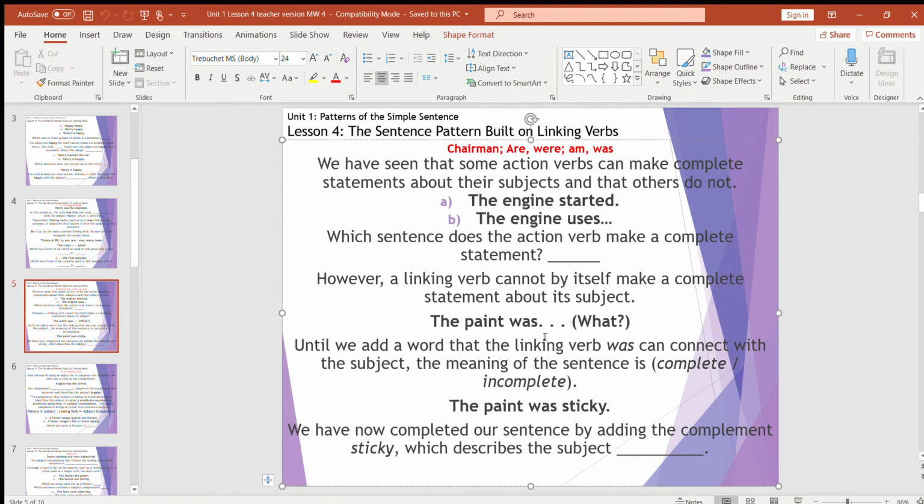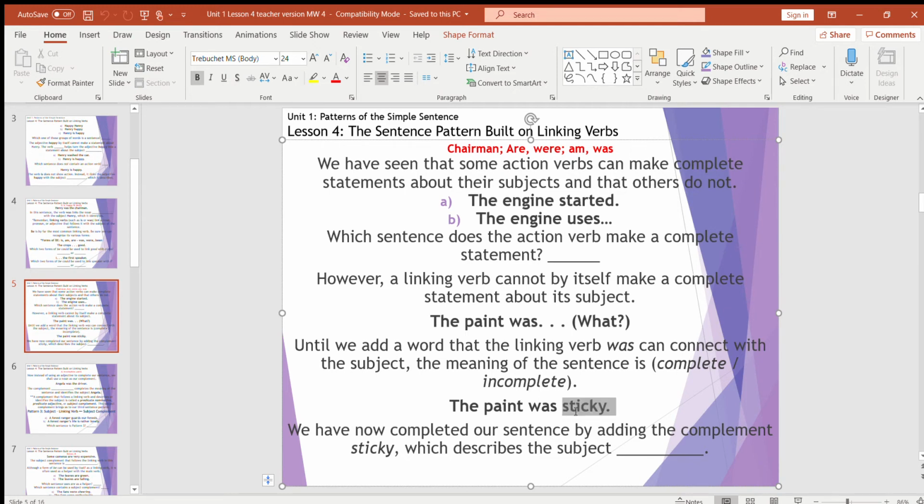Because what was the paint? So until we add a word that the linking verb can connect the subject to, the meaning of the sentence is going to be incomplete, because we don't know what the paint was, right? So now we know the paint was sticky. We have now completed our sentence by adding in the complement sticky, which describes what was sticky, the paint.